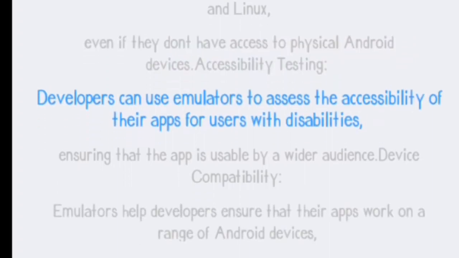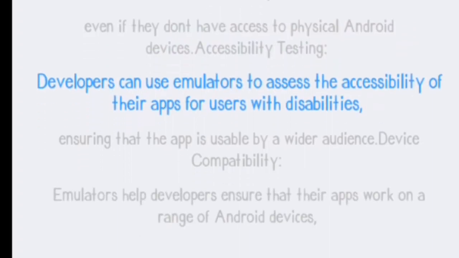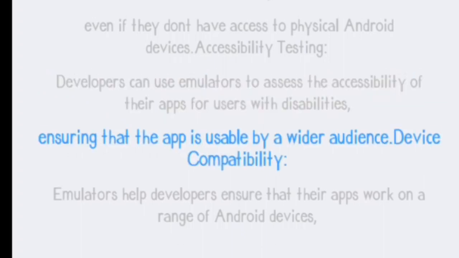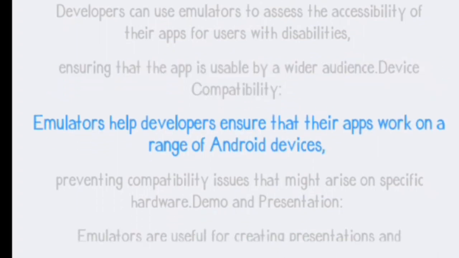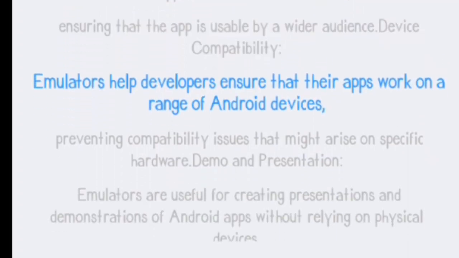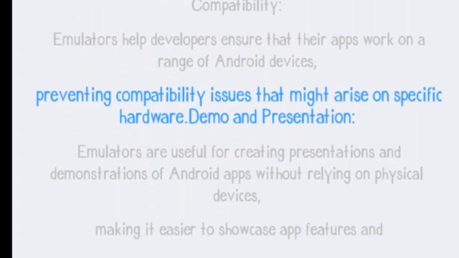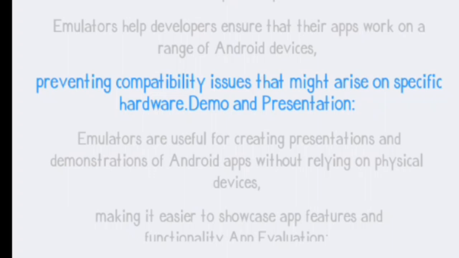Accessibility testing. Developers can use emulators to assess the accessibility of their apps for users with disabilities, ensuring that the app is usable by a wider audience. Device compatibility. Emulators help developers ensure that their apps work on a range of Android devices, preventing compatibility issues that might arise on specific hardware.